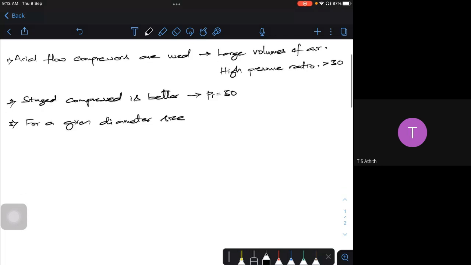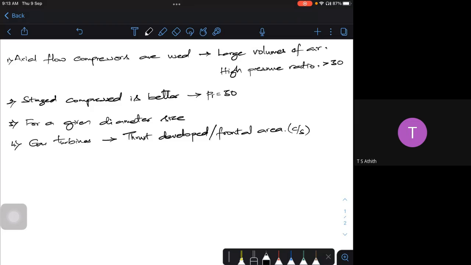Also, if you look at gas turbine engines, there is the thrust developed per frontal area. Frontal area means the area of the turbine which comes in contact with the air, or to be very precise, the cross-sectional area. If I want to get more thrust developed per frontal area, then we go for axial flow compressors. These are some of the major reasons why we prefer an axial flow compressor.